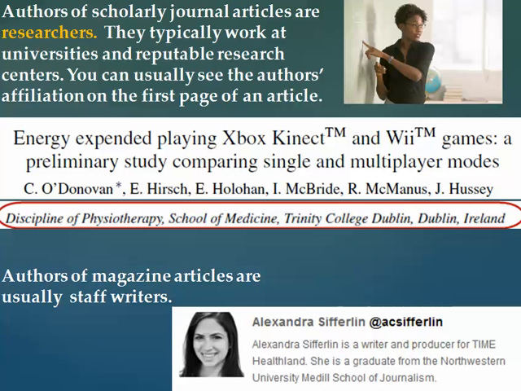Authors of scholarly journal articles are researchers. Like your course instructors, they typically work at universities and reputable research centers. You can usually see the author's affiliation on the first page of an article. On the other hand, authors of magazine articles are usually staff writers, like this writer for Time magazine who covers health subjects.